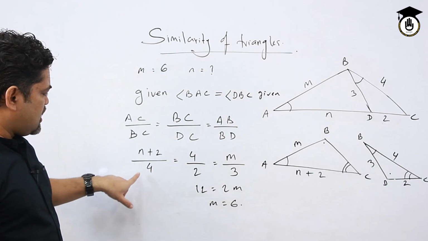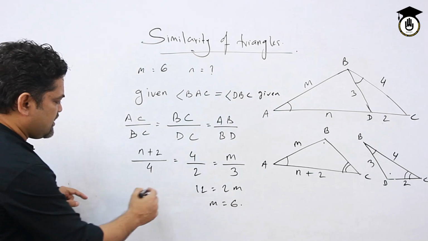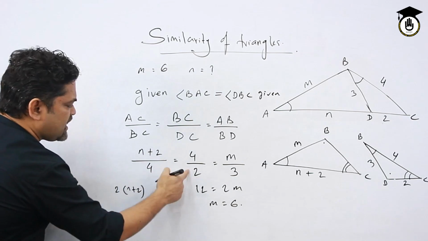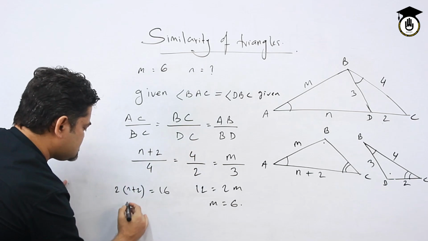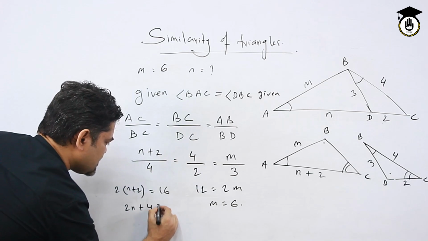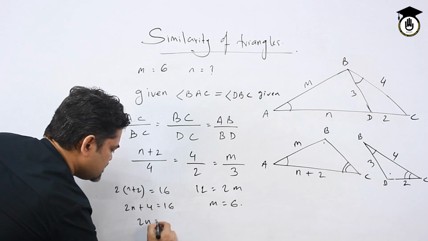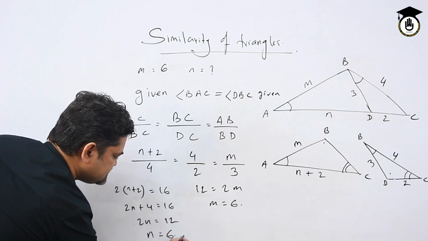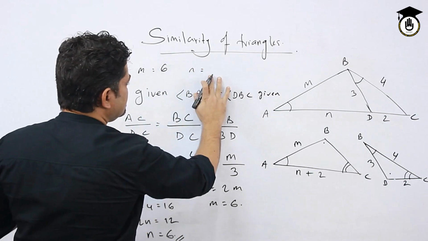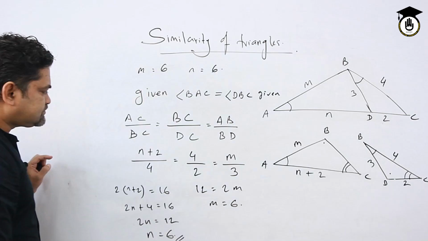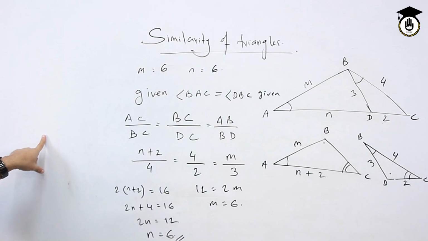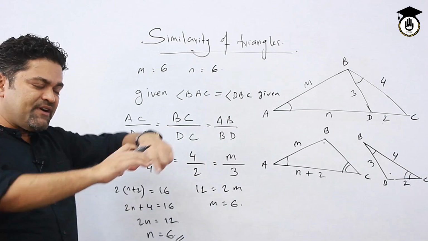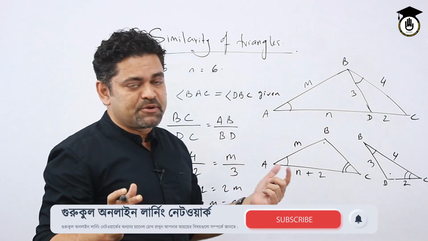Now our main concept is to find the value of N. So I'm doing this part together. 2 in bracket, cross multiply. If I do this, here I get 16. So 2n plus 4 equals 16. So 2n is equal to 16 minus 4, that is 12. So n comes to 6. That's your answer. Here your n is also 6. If you put the values of n and m here, you can find that the ratios of the corresponding sides are proportionally equal.